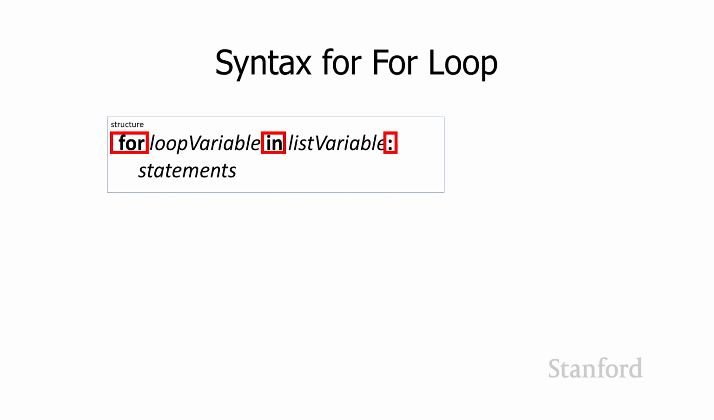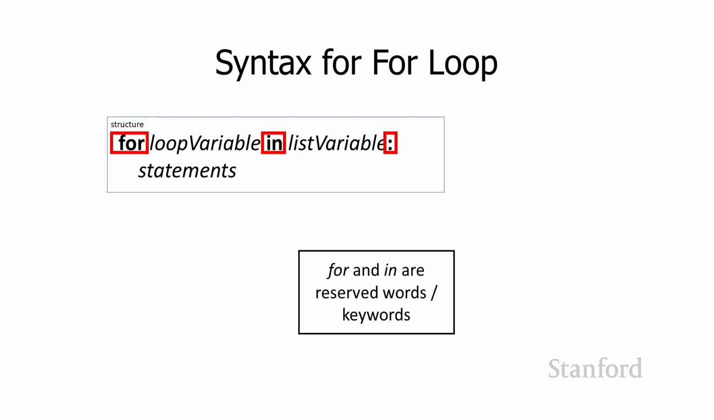So we've got that word for, and we've got the word in, and then we've got that colon at the end of that first line. And so those are all required, and those are going to just be copied as is. The for and the in, you'll recall, are what we refer to as reserved words or keywords. The idea being that this is reserved for use by the Python language, and I can't name a variable for, I can't name a variable in. It would get Python very confused, so don't do that.